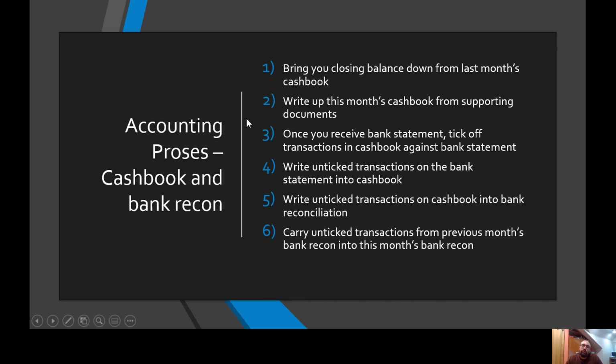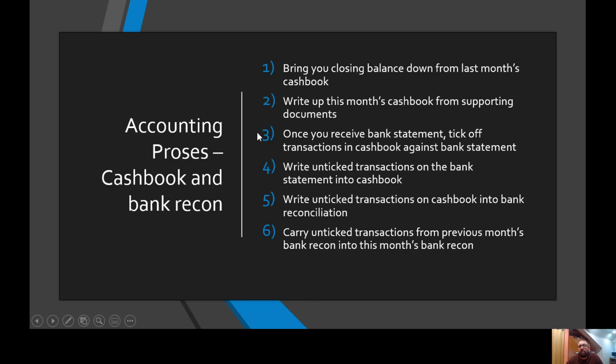Then point number 2, we write up this month's cash book from supporting documents. So we take all of our receipts that we issued to clients and we write them on the debit side of our cash book. And all of our checks that we issued and our EFT payments that we made, we write on the credit side of our cash book.